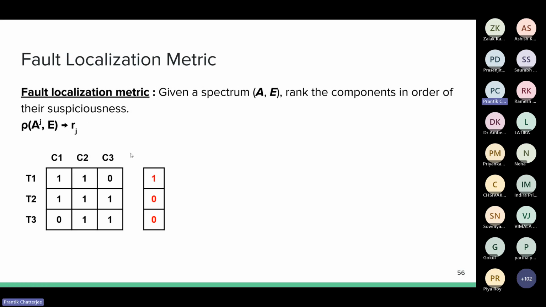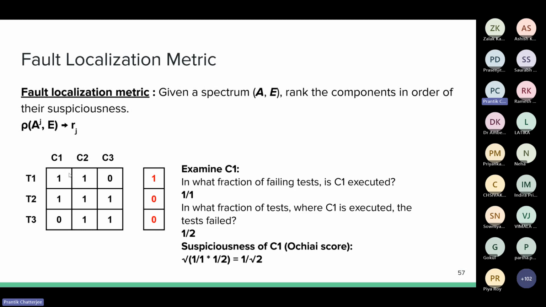Now, let's look at this fault localization metric. How do you actually compute this suspiciousness score? For example, if you have an activity matrix and an error vector like this, and you want to compute the suspiciousness for a component C1, you ask two questions. First question is, in what fraction of failing tests is C1 executed? You see that there is only one failing test case, and it executed C1. So the fraction is 1.